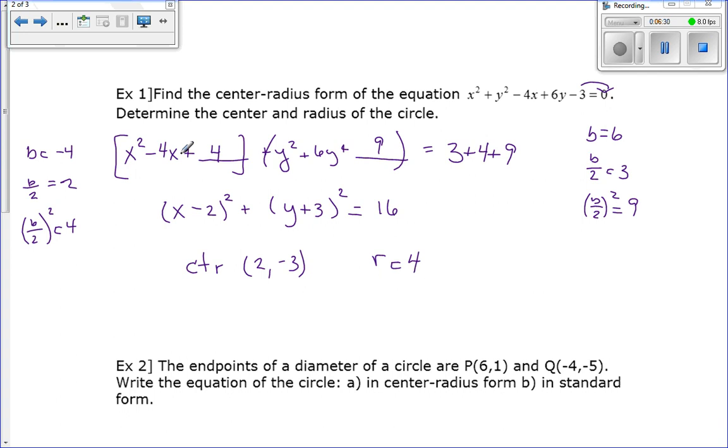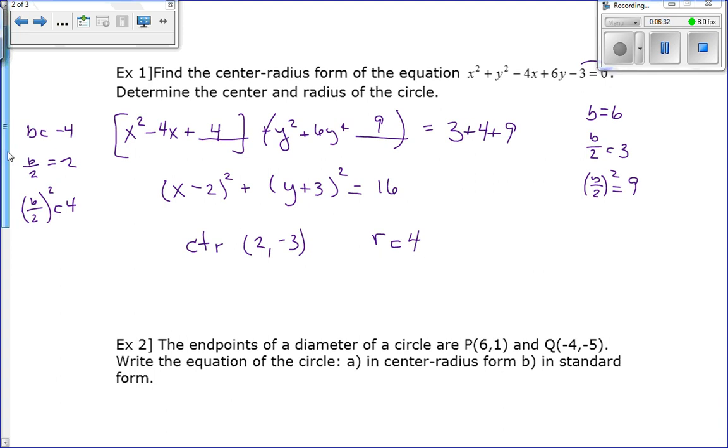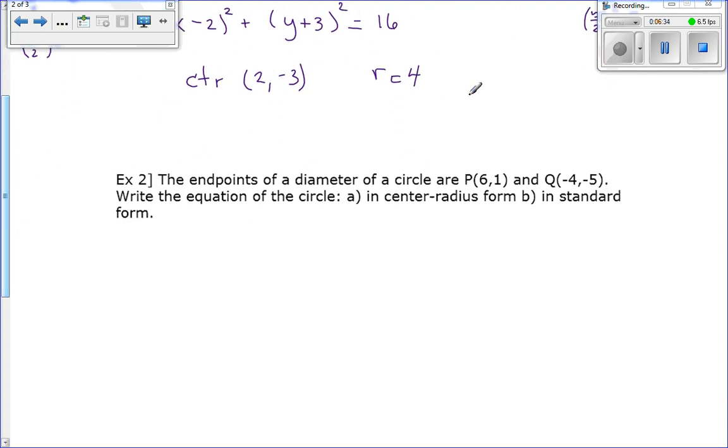Okay, for number 2, we're not going to put it in standard form because they never asked us to do that. And since we're just reviewing for the exam, I'm not worrying about that. The endpoints of the diameter of the circle are 6, 1, and negative 4, 5. Write the equation of the circle in center radius form.